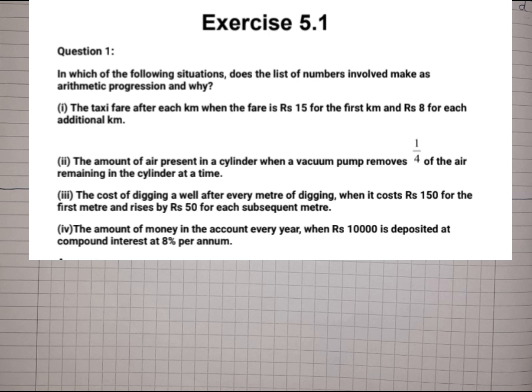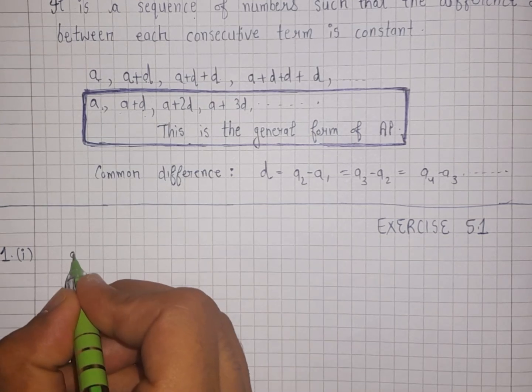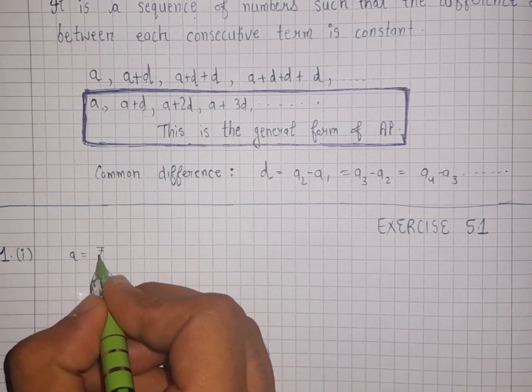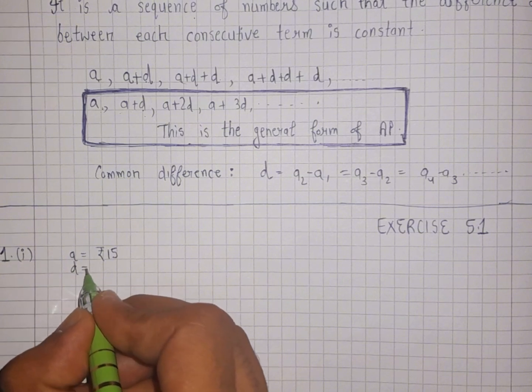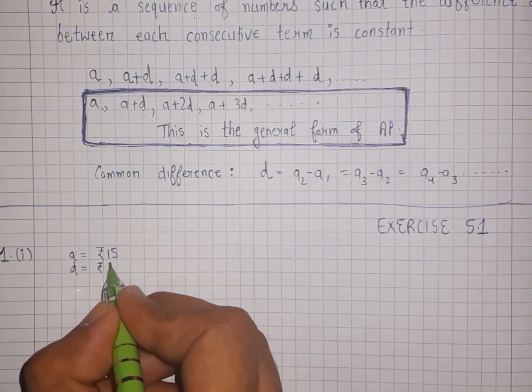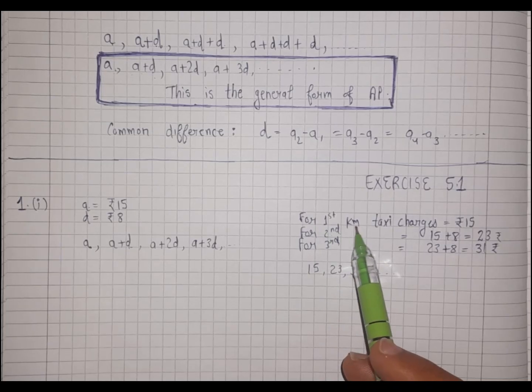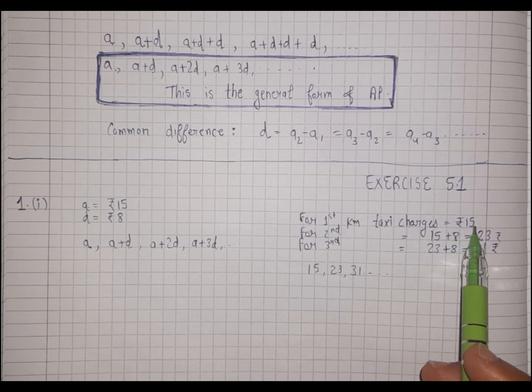Exercise 5.1. First question: in which of the following situations does the list of the numbers involved make an arithmetic progression, and why? First part, the taxi fare after each kilometer when the fare is rupees 15 for the first kilometer and rupees 8 for each additional kilometer. Now for the first kilometer, it charges rupees 15. So the first term is rupees 15 and the fixed number is rupees 8. For the additional charge, the taxi charges rupees 8. For the first kilometer, the taxi charge is fixed, that is rupees 15.